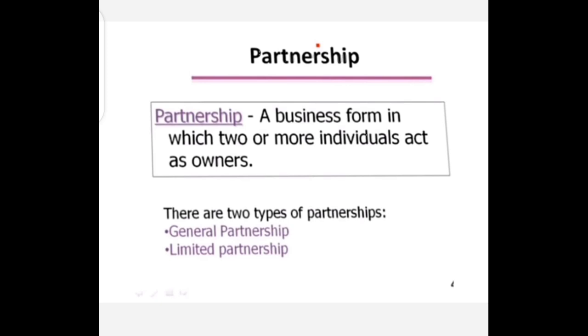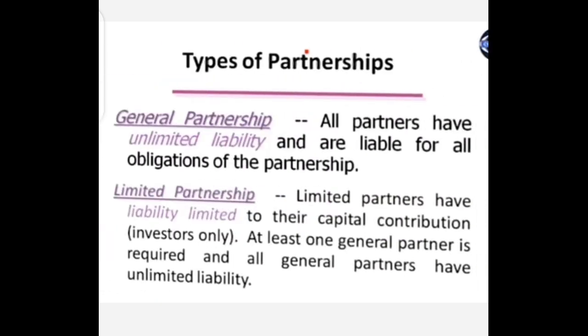But there also exist two types of partnership, known as general partnership and limited partnership. So what is the general partnership? All the partners have unlimited liability and are liable for all obligations of the partnership. So in a general partnership there will be unlimited liability, and in order to overcome that, the partnership has to sell its own assets in order to fulfill that unlimited liability.